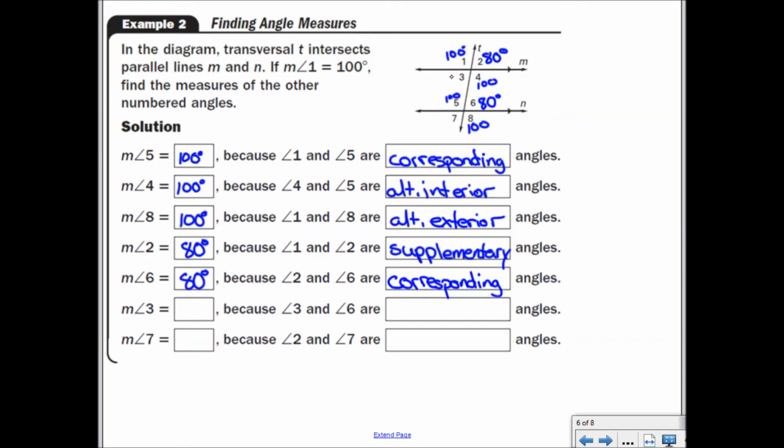The measure of angle 3 will be 80 degrees because angle 3 and angle 6 are alternate interior angles. And finally, the measure of angle 7 will be 80 degrees because angle 2 and angle 7 are alternate exterior angles.